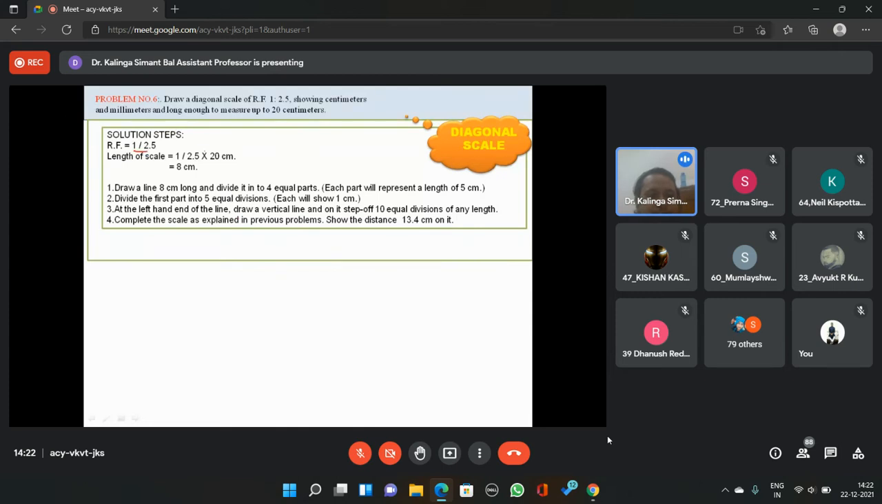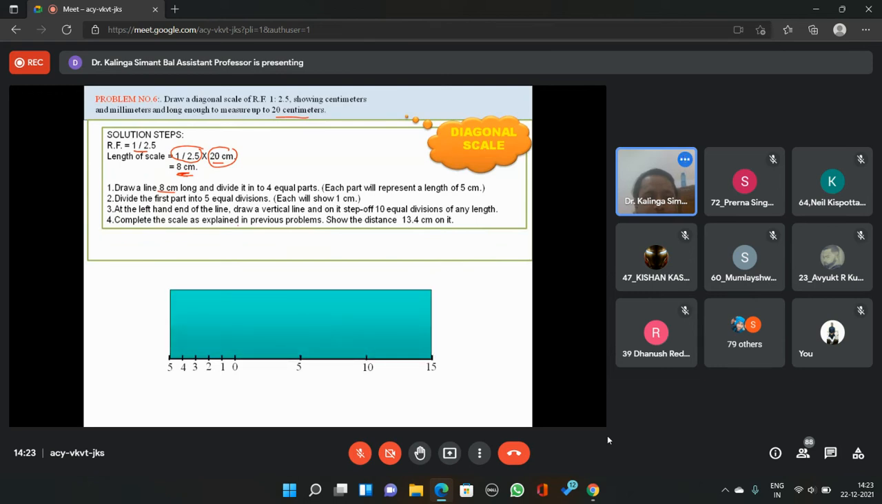The length of scale is the RF into the maximum measurement you have to do, that is 20 cm. After that, we have to draw an 8 cm long line, because this is the length of the scale. We draw an 8 cm long line, divide into 4 equal parts. So each will be representing 5 cm, that will cover the 20 cm part. Now divide the first one into 5 equal divisions. Each will be showing 1 mm, and raise the scale.